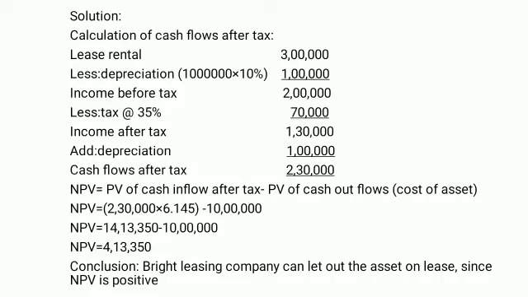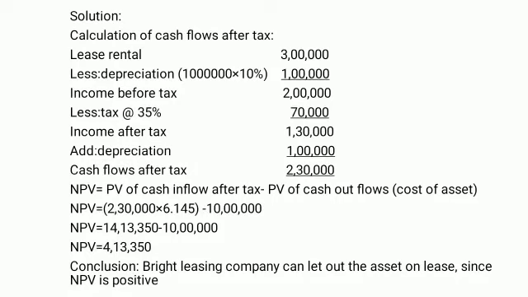Now it is the time to calculate the net present value. The formula is like this. Net present value is equal to present value of cash inflow after tax minus present value of cash outflow. Here I have taken 2,30,000 to be multiplied by 6.145, that is the annuity rate, less or subtracted by 10 lakh.